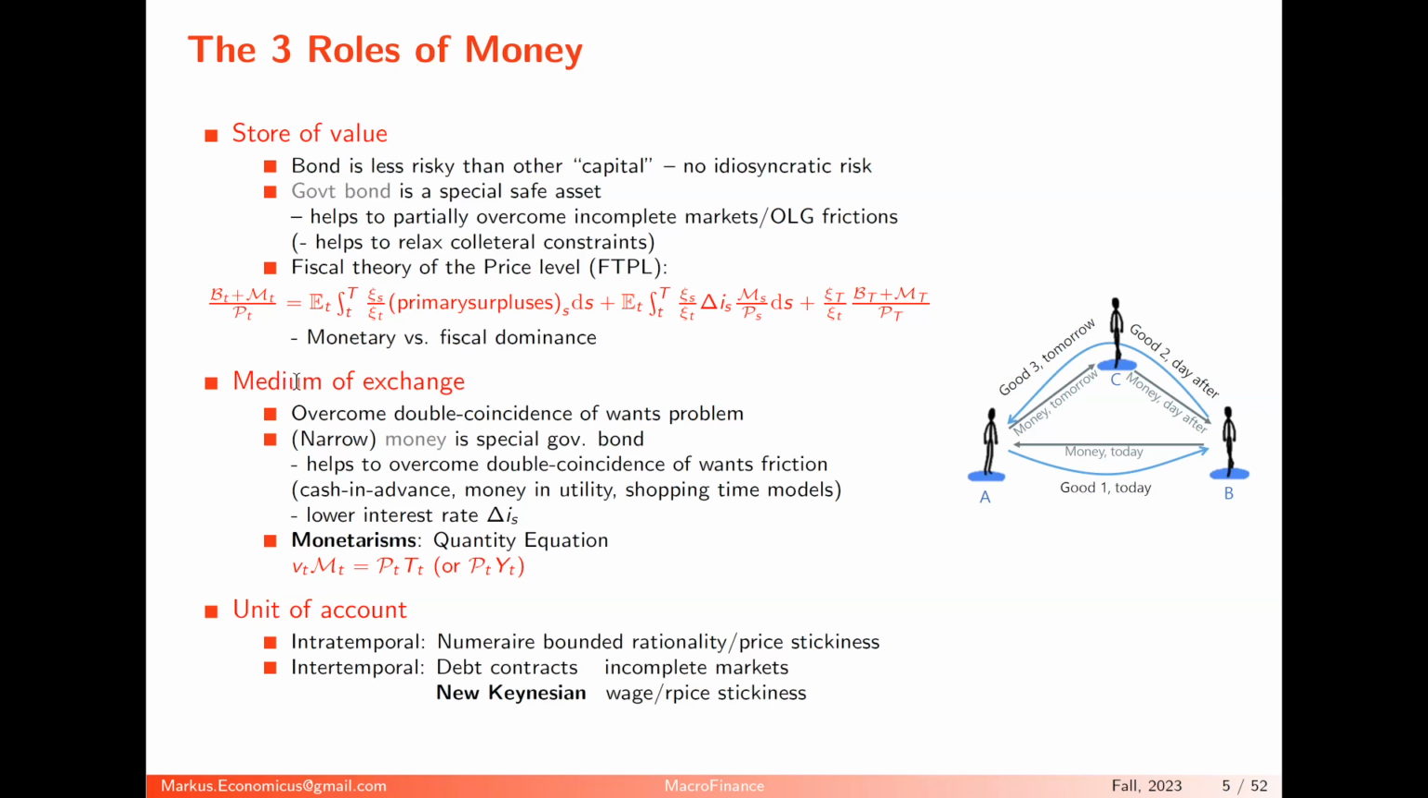It's less the store of value, and more the medium of exchange role. For this, there is the famous quantity equation, where velocity times money is equal to the price level times the number of transactions. Often the number of transactions is proxied with GDP, here denoted by Y. And then, of course, the unit of account, which we talked about already. That's where New Keynesian theory focuses very much on wage and price stickiness.